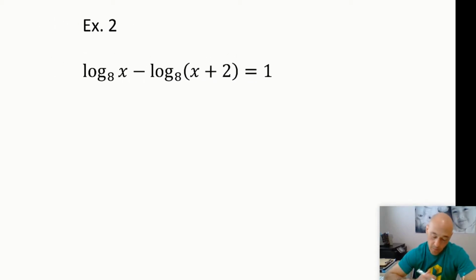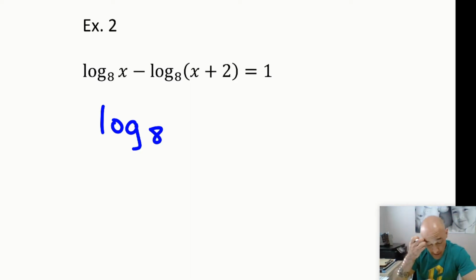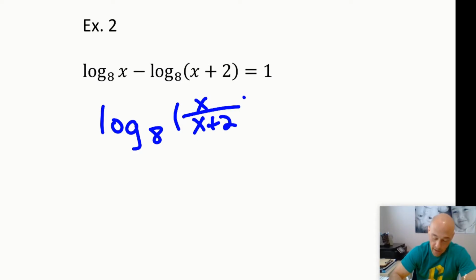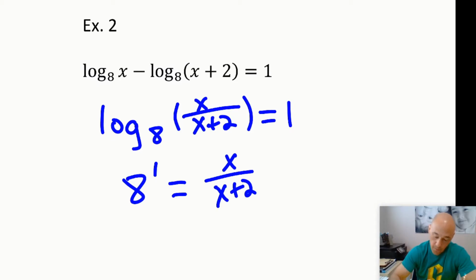Example 2 here, we have two logarithms with the same base, 8, but this time we're subtracting them. That means that we're going to have a fraction in the combined logarithm. Log base 8, the x becomes the numerator, and the x plus 2 is the denominator, and that equals 1. So at this point, we can rewrite this into an exponential. 8 to the first power is equal to x over the quantity x plus 2.